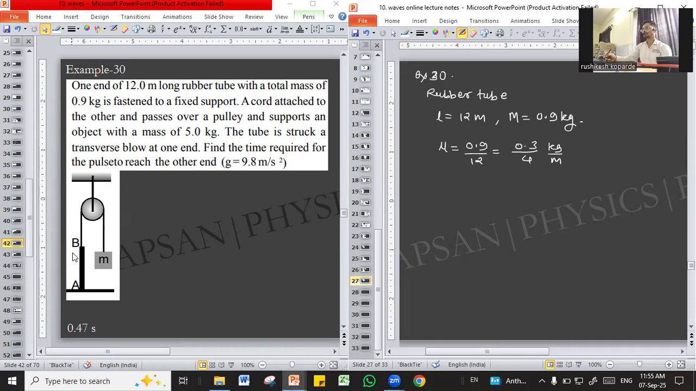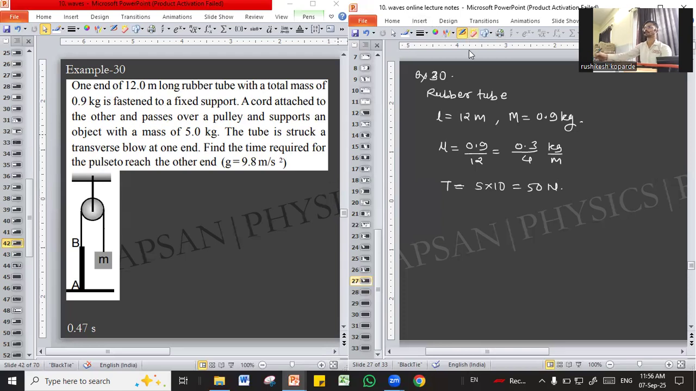Now, what is the tension in this rubber tube? Tension in the cord. What is the tension in the cord? The weight of this block. So tension in the rubber tube can be taken as tension in the cord. It's 5 kg into g, so it will be 50 Newton. The tension in the cord has to support the weight. Same tension will be transferred to this rubber tube. So it will be 50 Newton.